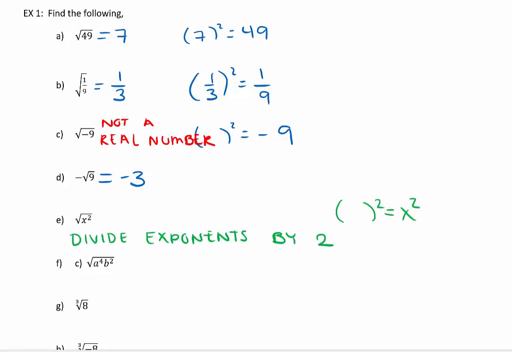Now, if you want to take the square root of something with an exponent, you can actually just divide the exponents by 2. That's because when you square something with exponents, you multiply by 2. So square root of x squared is x to the 1. Using that same reasoning, square root of a to the 4th b squared would be a squared b to the 1. I just divided the exponents by 2.